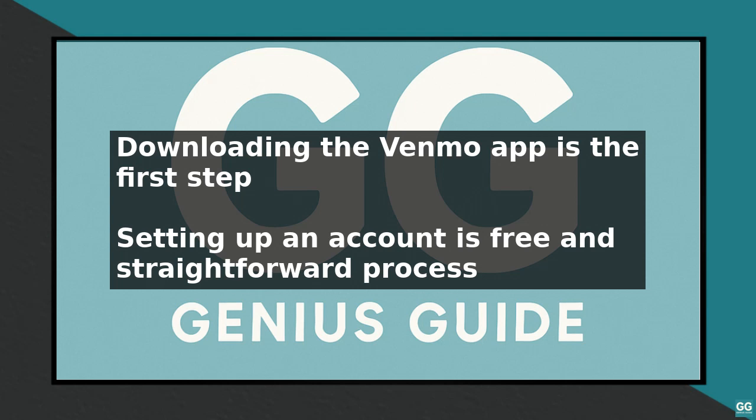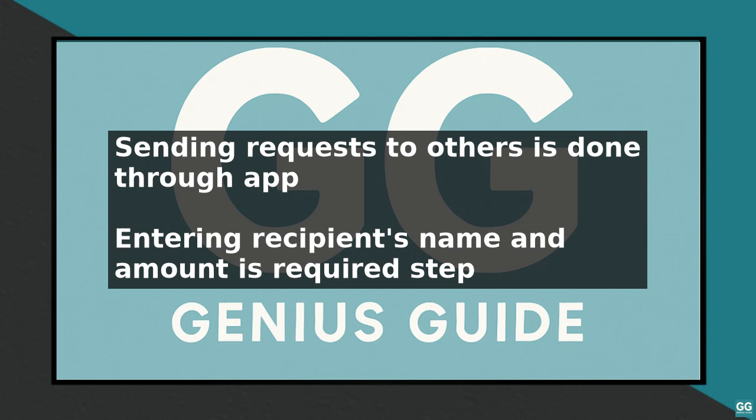To do this, open the Venmo app and navigate to the Request Money tab. Here, you can enter the recipient's name, email, or phone number, and the amount you are requesting. You can also add a note to provide context for the request.